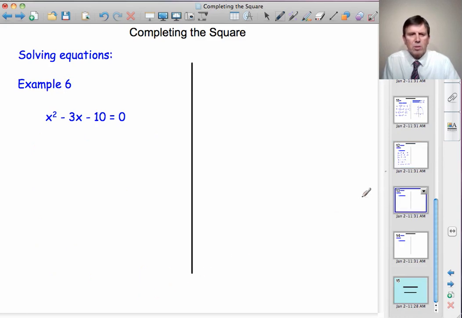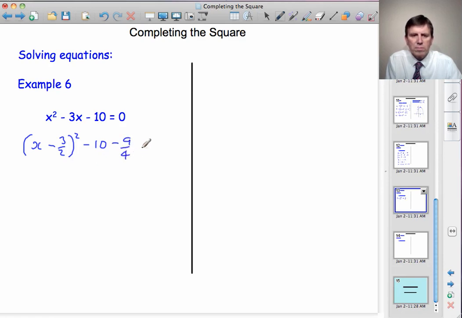Moving on now to example 6. X squared minus 3x minus 10 equals 0. Complete the square on the left hand side. X minus half of this number here is minus 3 over 2 squared, minus the 10, and I then have to subtract the square of minus 3 over 2. Minus times a minus is a plus. 3 over 2 times 3 over 2 is 9 over 4, so I'm subtracting 9 over 4. And the right hand side is 0.